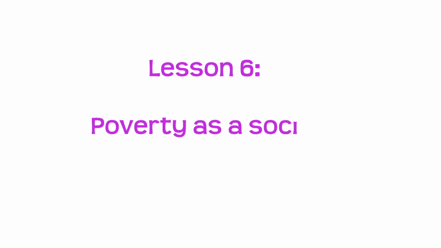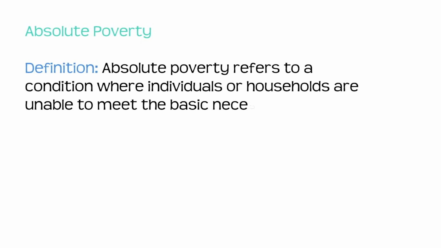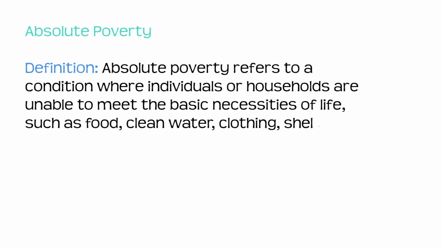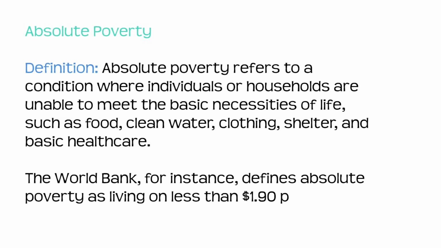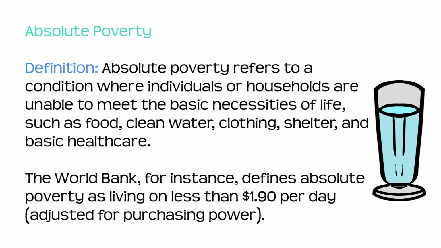Lesson 6. Poverty as a social issue. Absolute poverty. The definition. Absolute poverty refers to a condition where individuals or households are unable to meet the basic necessities of life, such as food, clean water, clothing, shelter, and basic health care. The World Bank, for instance, defines absolute poverty as living on less than $1.90 per day, adjusted for purchasing power.